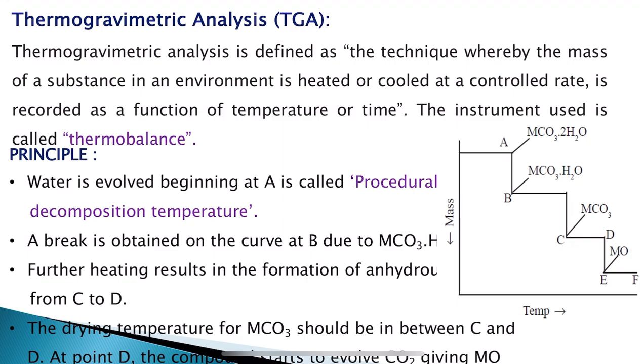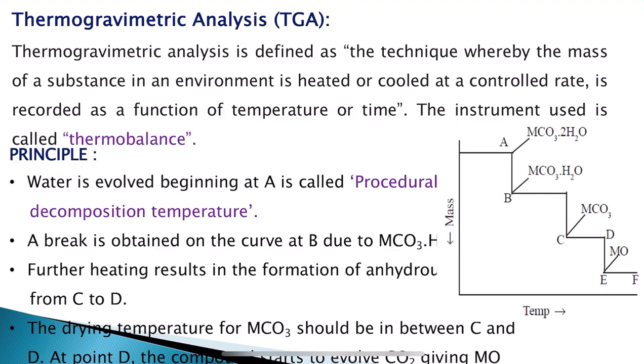At the point D, what happens is the compound starts to evolve carbon dioxide. If you observe MCO3 here, CO2, carbon dioxide, is going to get evolved. When carbon dioxide is evolved, it is going to leave behind only the metal oxide, which is clear from E and F. Okay. So, here only metal oxide, that is MO, is left behind.